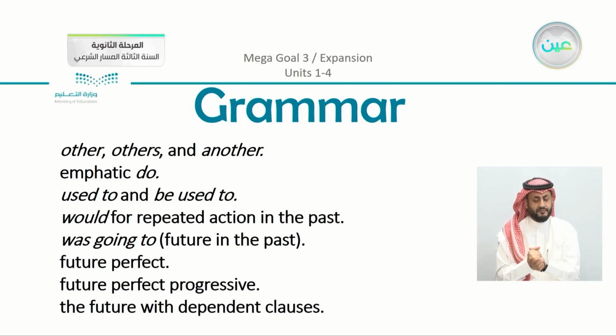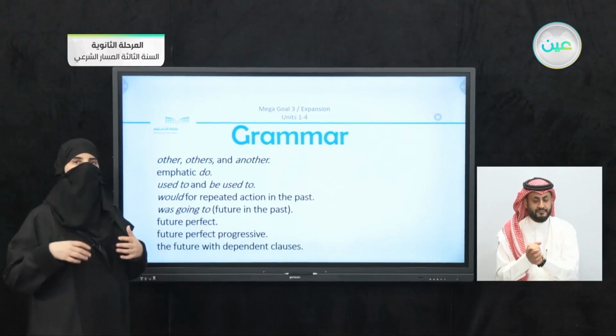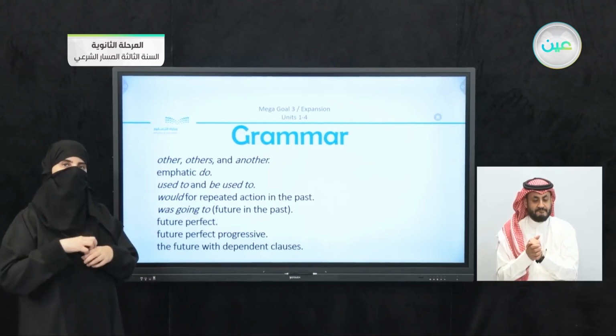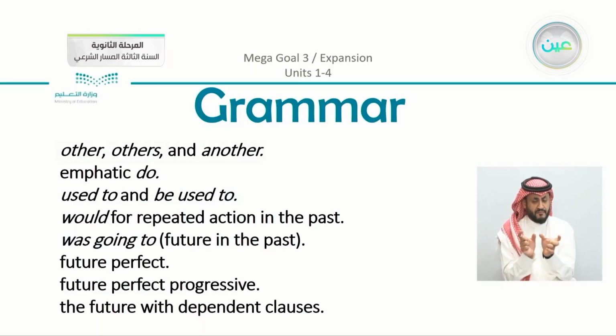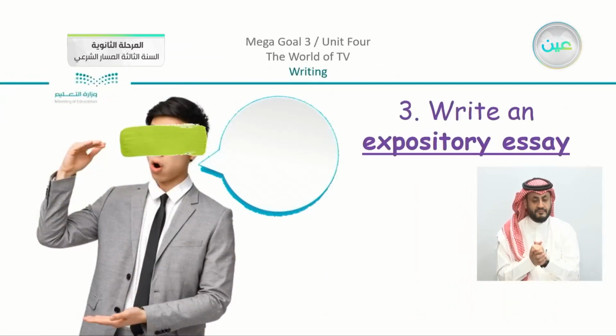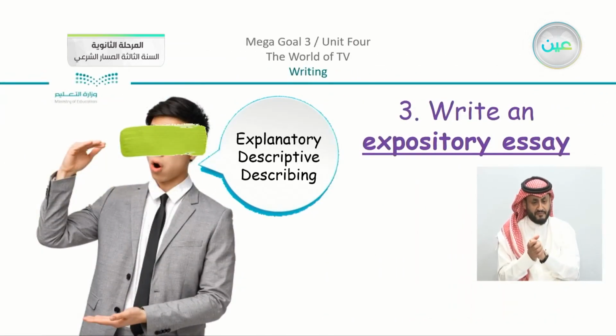And also in Unit 4, if you recall, we studied conjunctions. We have paired conjunctions, and we also have separate conjunctions that we can use to connect two sentences and two ideas. Now we have the different parts. You can just recall them again. And keep in mind that you can use these structures within this essay at the same time. If you can recall, an expository essay, as we explained in Unit 4, is explanatory, descriptive, and describing at the same time.